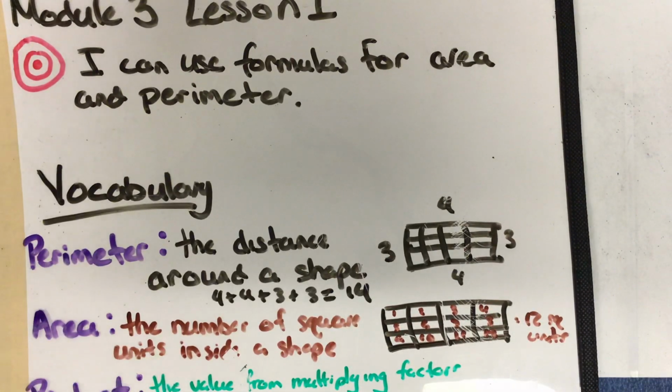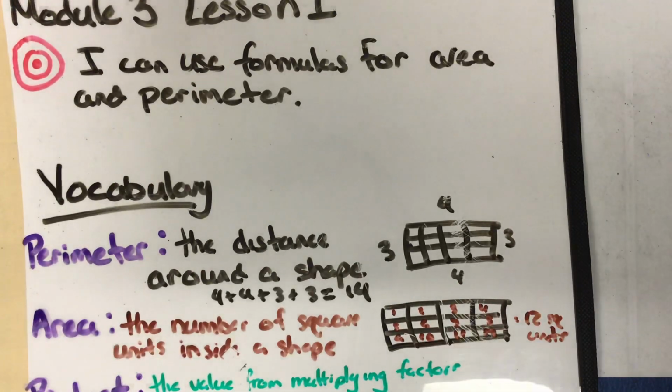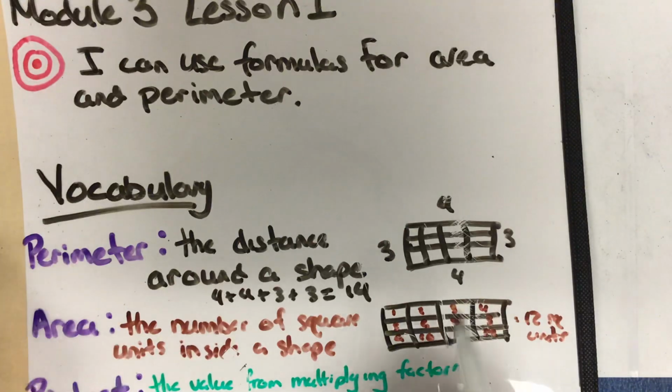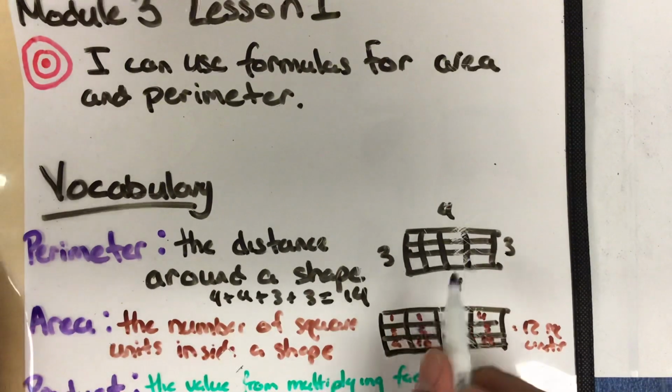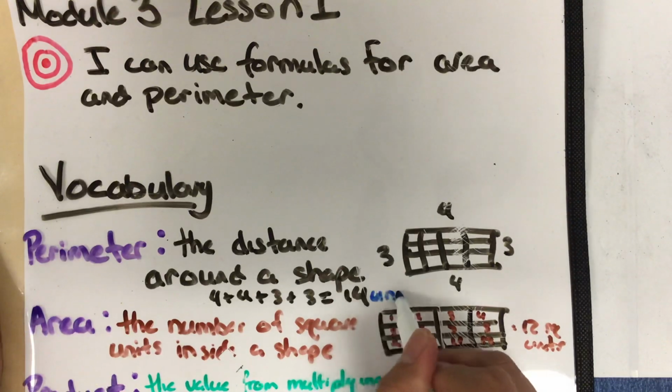14. Okay, because 4 plus 4 is 8. 8 plus 3 is 11. And another 3 makes it 14. But remember, each of these squares are units. So this is going to be 14 units.